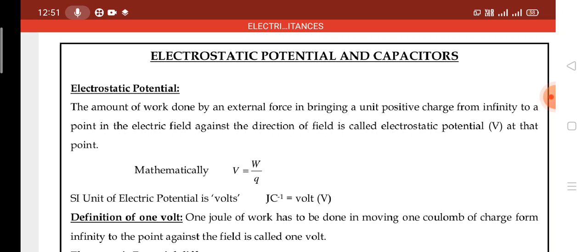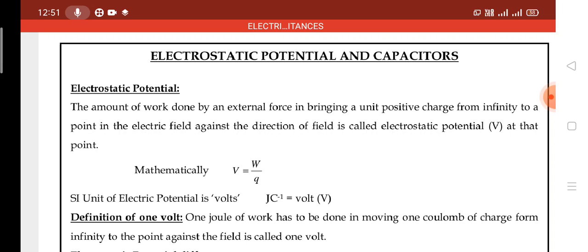The topic you are observing is the main heading, electric potential and capacitors, that is, capacitances, in which first we will have the definition here. Electric potential. Now, what is the electric potential definition?